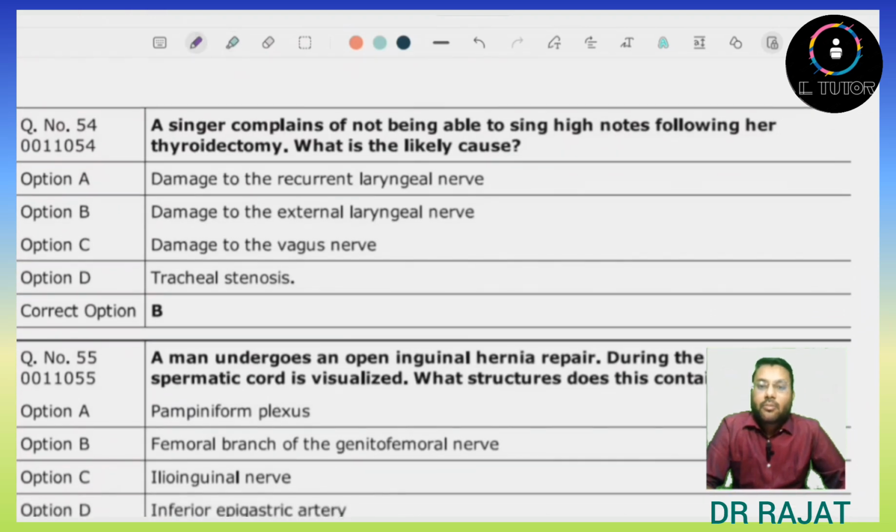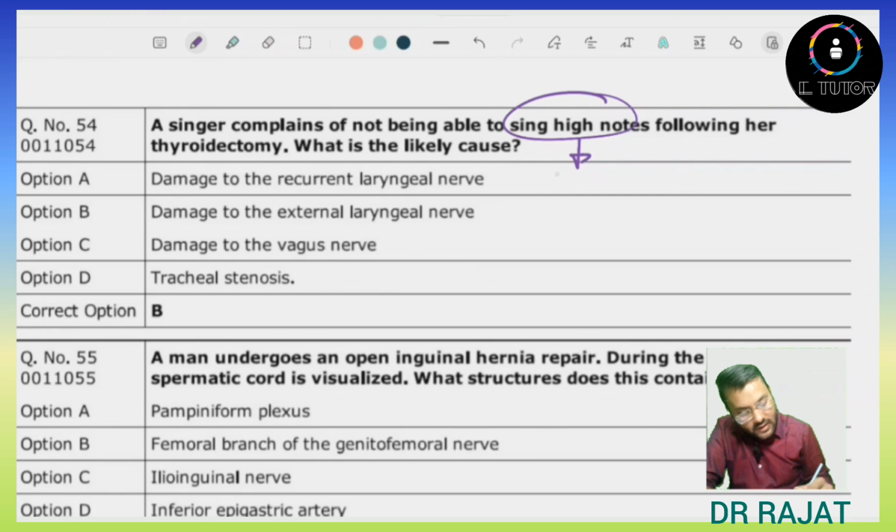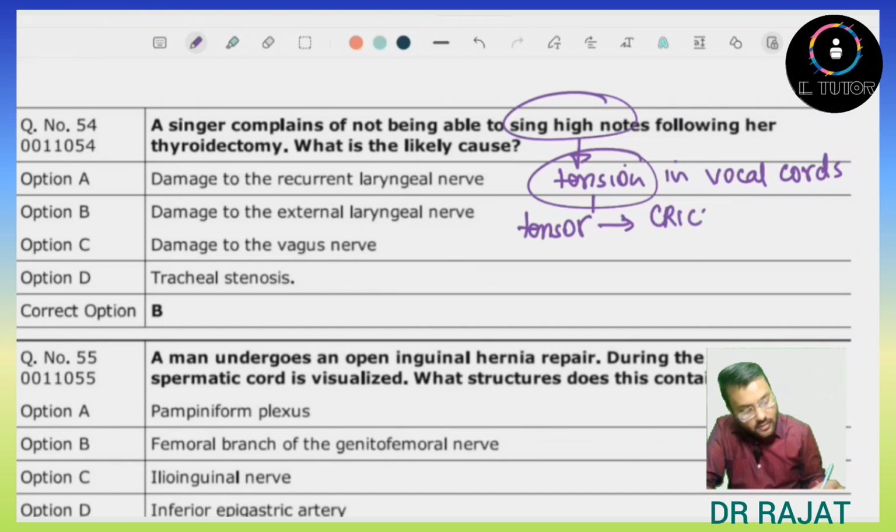A singer complains of not being able to sing high notes following her thyroidectomy. So what is the likely cause? So for singing high notes, there should be tension in vocal cords, and the tensor of vocal cord is cricothyroid, which is supplied by the superior laryngeal nerve, which is a branch of external laryngeal nerve.